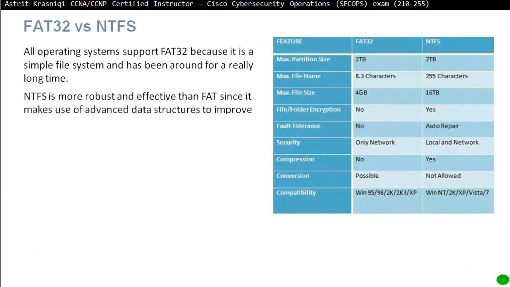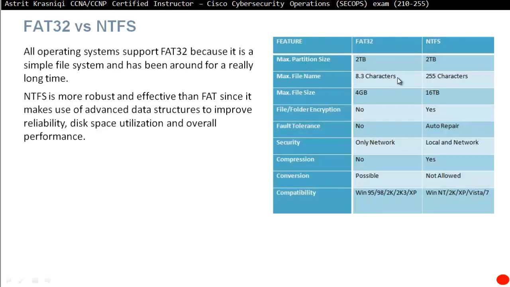So FAT32 and NTFS: all operating systems support FAT32 because it is a simple file system and it has been around for a long time. NTFS is more robust and effective than FAT since it makes use of advanced data structures to improve reliability, disk space utilization, and overall performance. So these are the differences between FAT32 and NTFS.